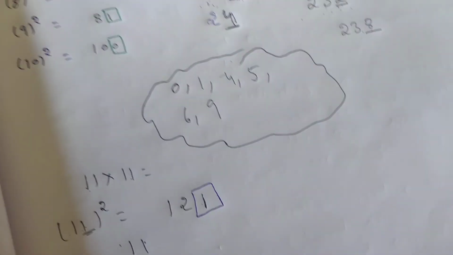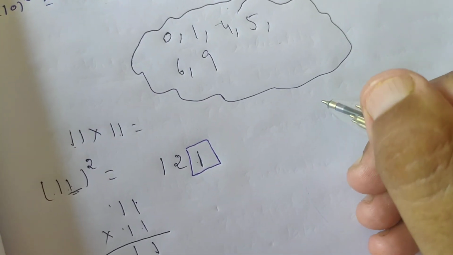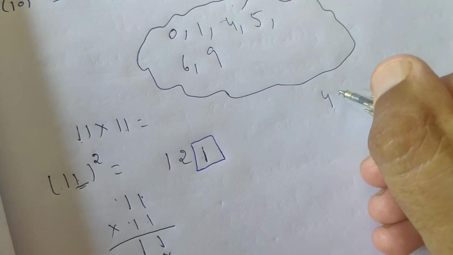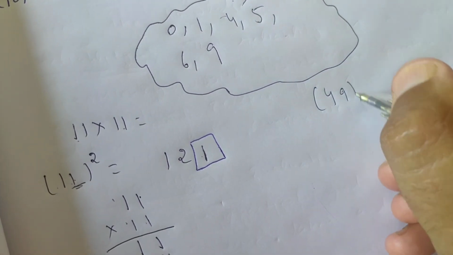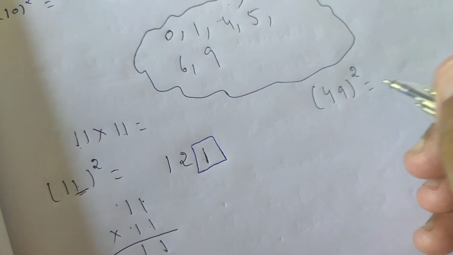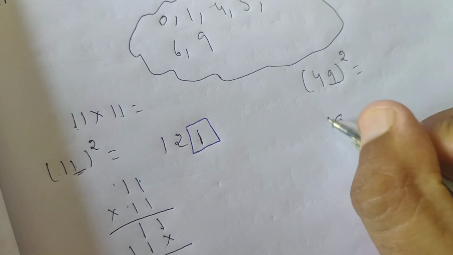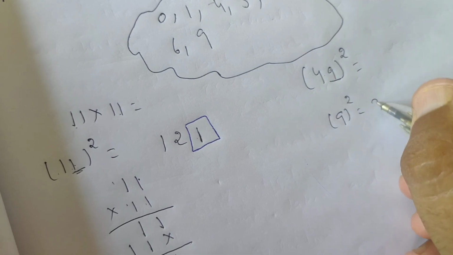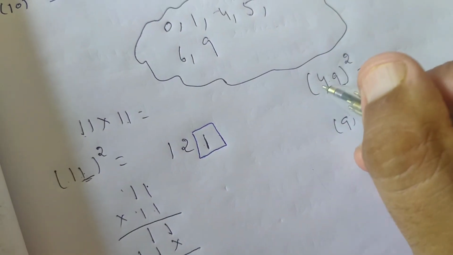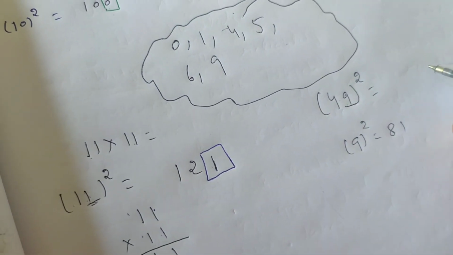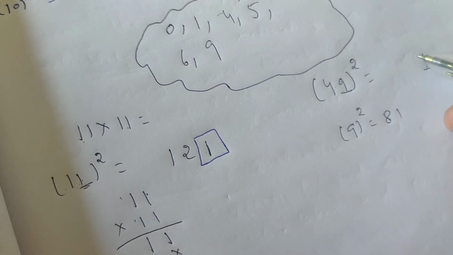How? Listen, if we want to find the unit place of 49 square, you can say the unit place number, 9 square, is 81. So at 49 square the unit place number will be 1.